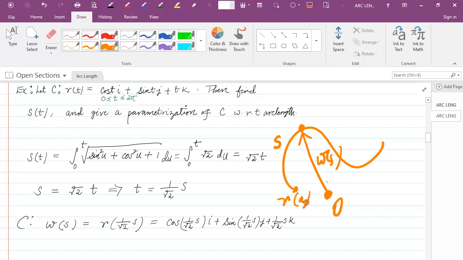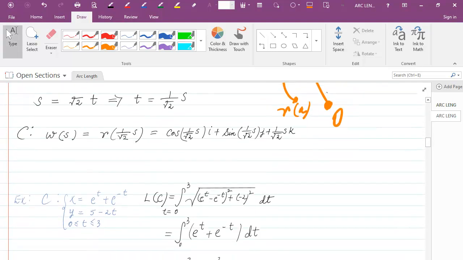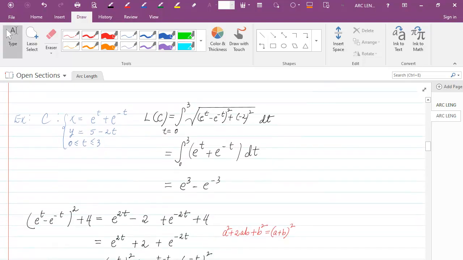Okay, so this is it on the arc length function, and in the next video we will be applying the arc length formula and finding the lengths of some other curves.